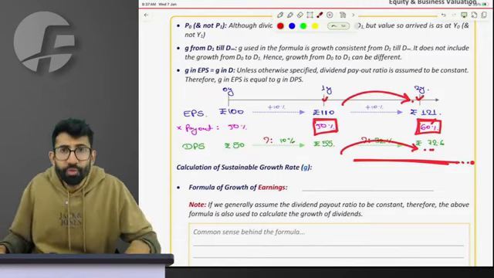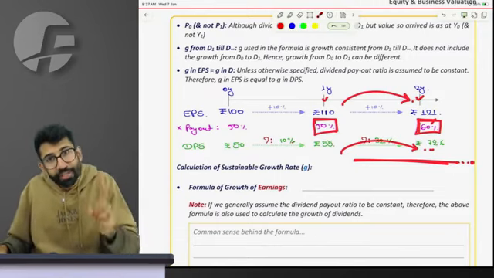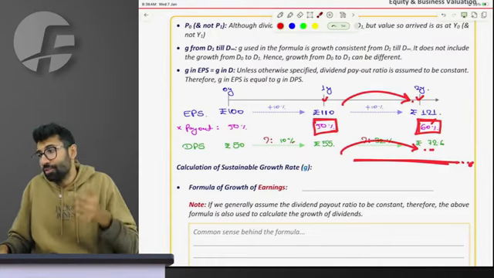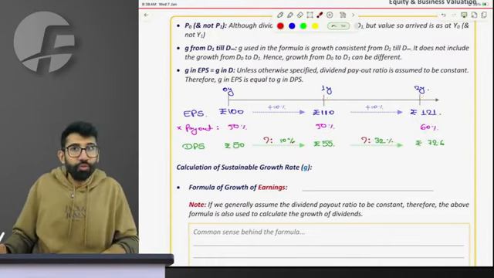Everyone, could I convey to you such a basic thing, that when is the growth of dividend not the same as growth of earnings? Yes or no? Quick.